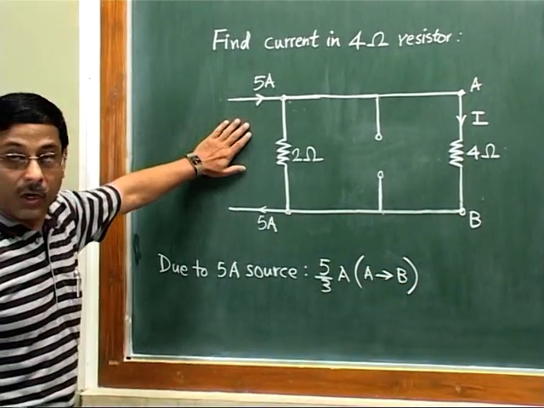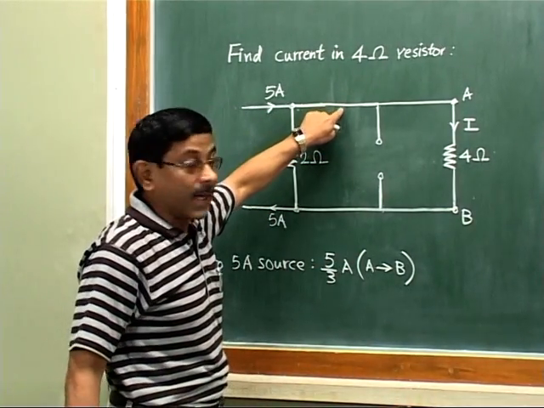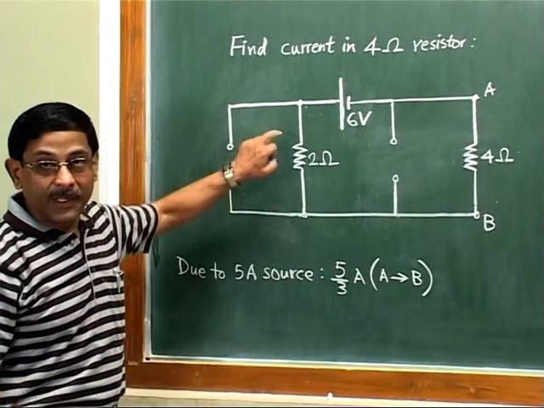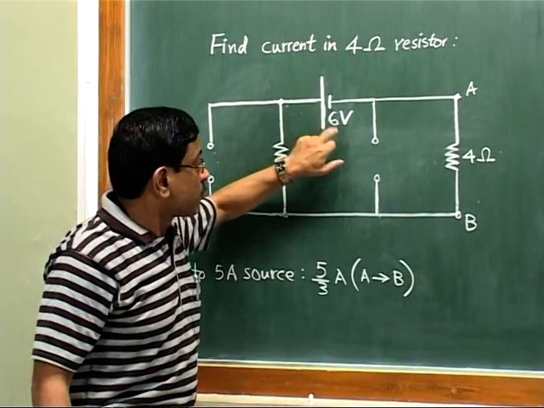So first job is over. Now let us consider the other source. Suppose we consider this 6 volt battery acting alone. So we have to make the changes in the circuit. Now this will be the circuit that we will use for finding out the effect of this 6 volt source.